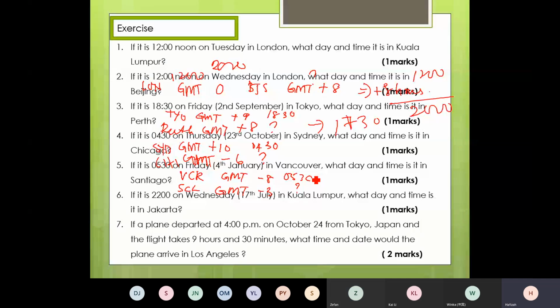If a plane departs at 4 p.m. on October 24th from Tokyo, Japan, and the flight takes 9 hours 30 minutes, what time and date would the plane arrive in Los Angeles?